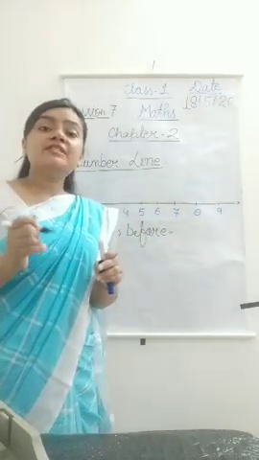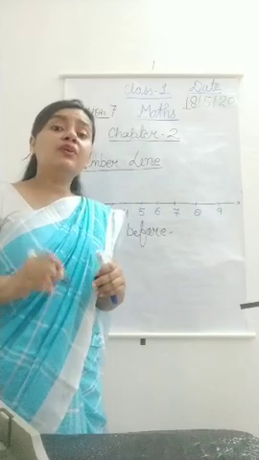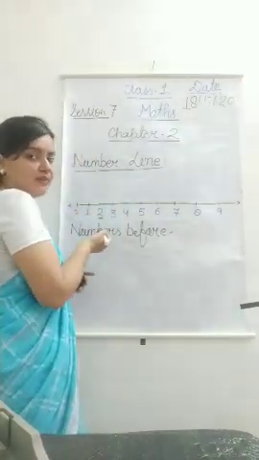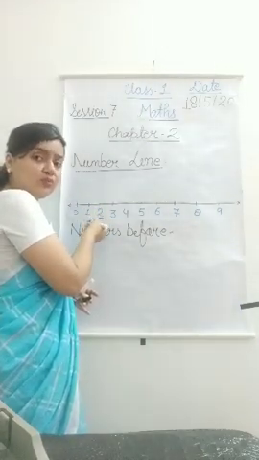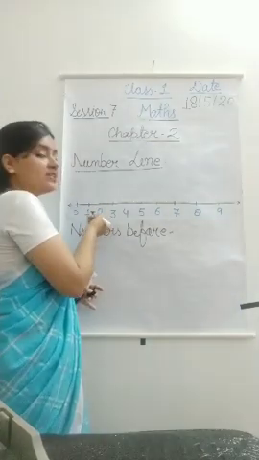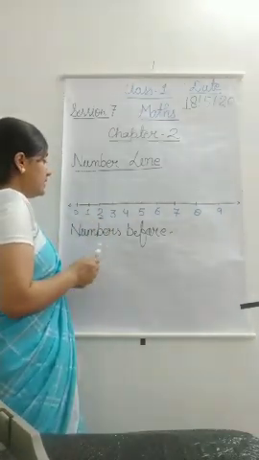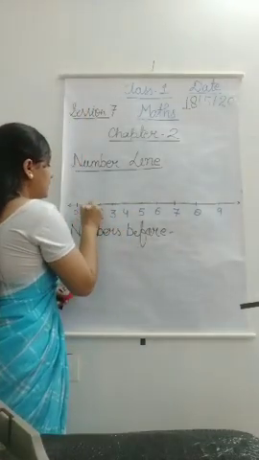Number 2. Which number is before 2? So, what will you see? You will see simply what you have to do. Simply you have to see the number which is before 2. And which number is before 2 here? Here, before 2 is 1.